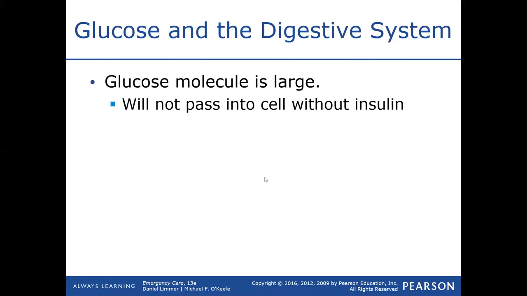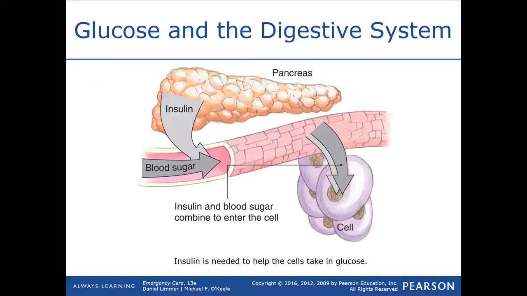All right, the glucose molecule itself is pretty big. It will not pass into the cells without insulin. So now you can have sugar running around through your bloodstream, but it can't necessarily get into the cells without insulin. Insulin is the key. If you look at this picture here, the pancreas releases insulin. The blood sugar in this diagram is already in the bloodstream. So the insulin and blood sugar combine and they enter the cell. The insulin allows the sugar to get into the cell.